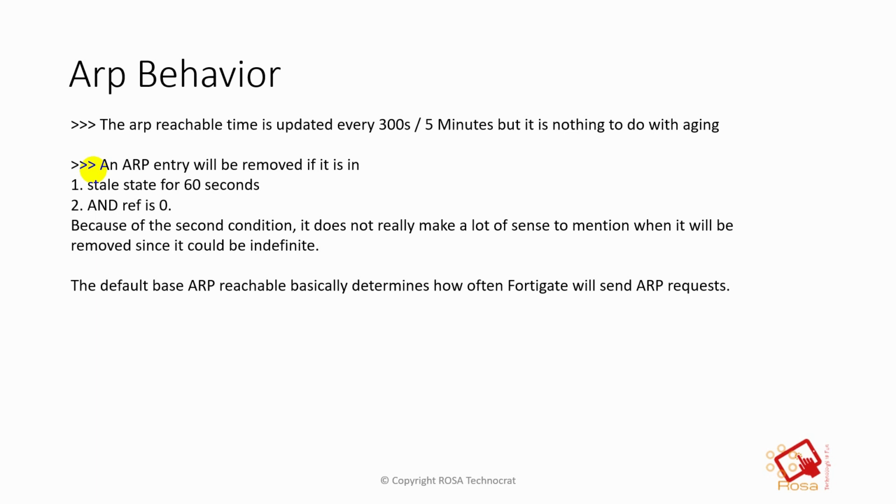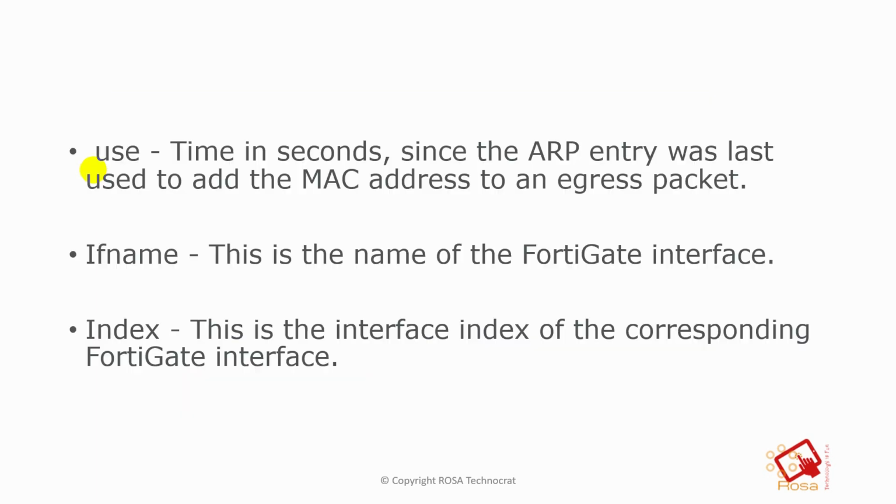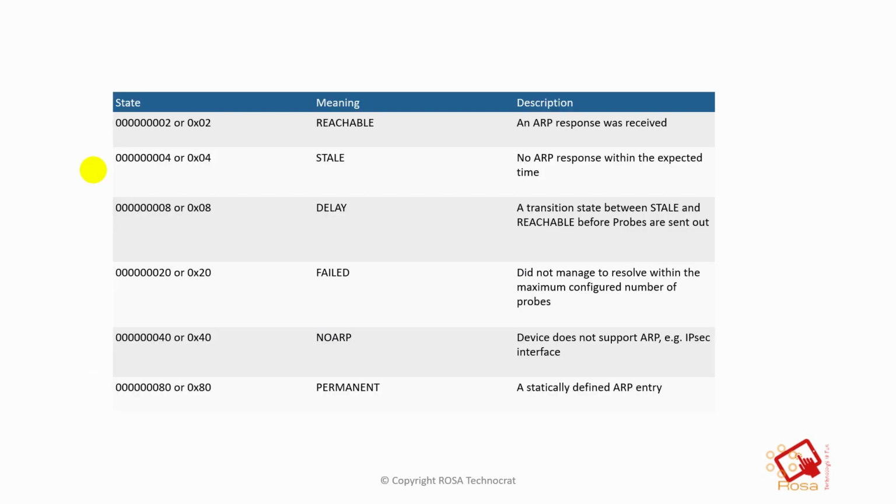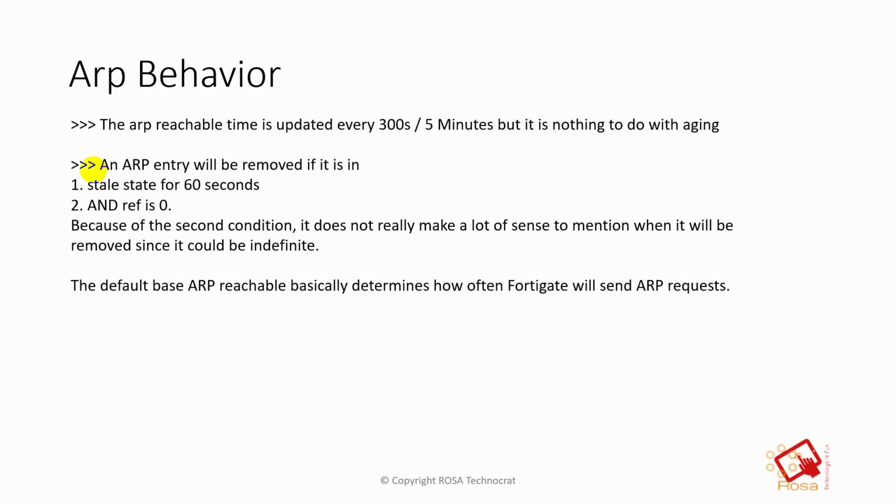But there is also a second condition to that. Apart from the stale state, the reference should also be zero. We talked about reference, right? Reference is the number of times the ARP entry is used to forward a packet. So reference should be zero. That means this ARP entry is free and not being used by the forwarding table. If it is being used by the forwarding table, that means there is some action going on, right?